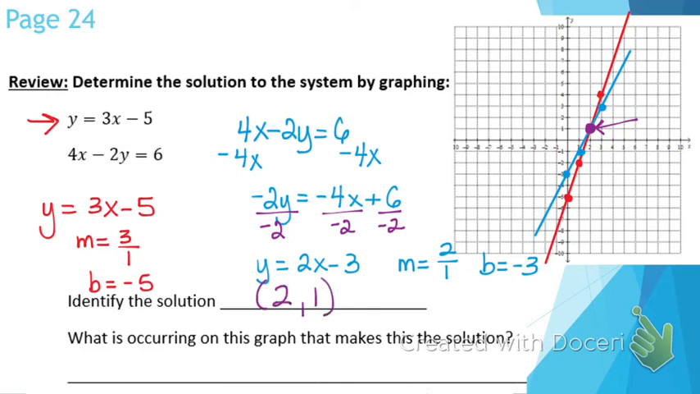That's my solution. And what is occurring on the graph to make this a solution? This is where they intersect. That's how we know that that's the solution. Another word for intersect is just cross.